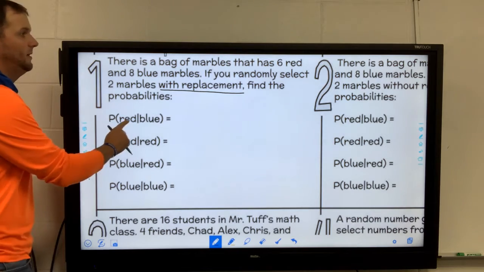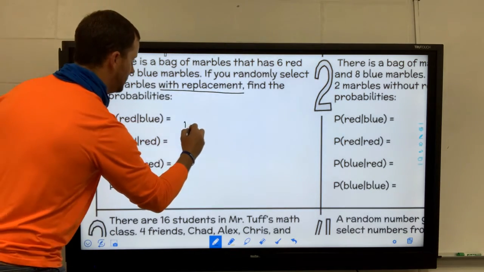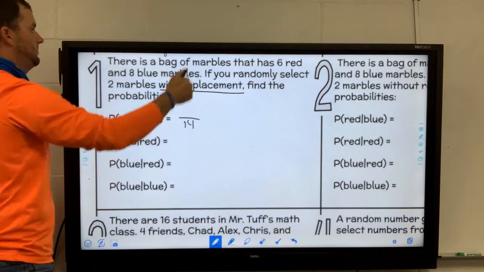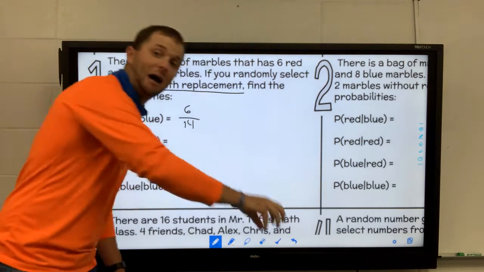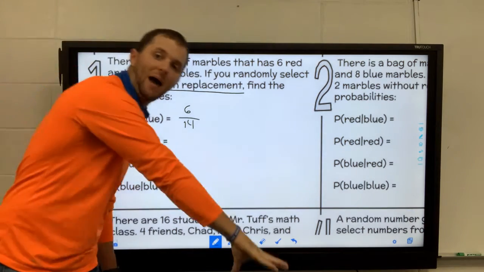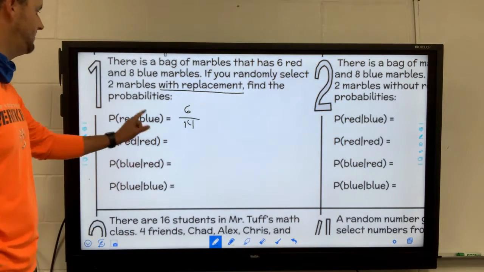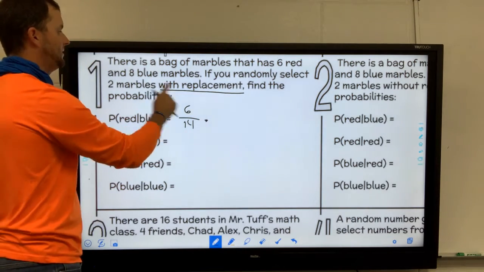The probability of me getting red, there's 6 and 8, which means there's 14 total, and there's 6 red. So there's a 6 out of 14 chance. So I'm going to reach in, pull out a red, and then put it back, okay? Then what's the probability of me getting a blue? The blue is going to be 8 over 14.